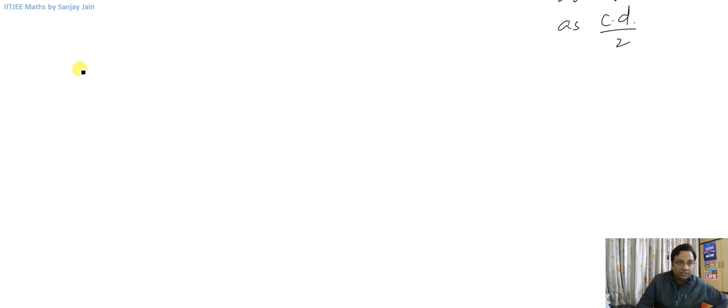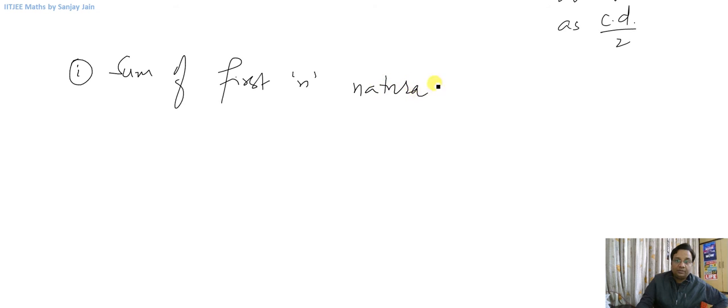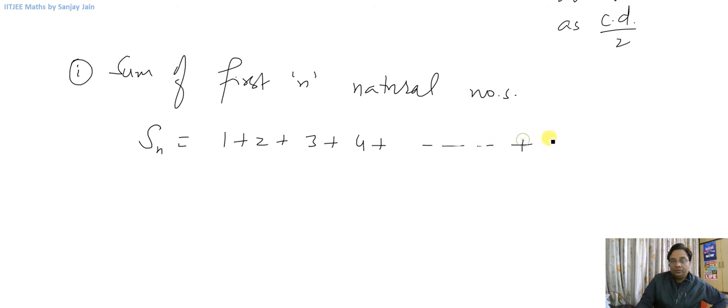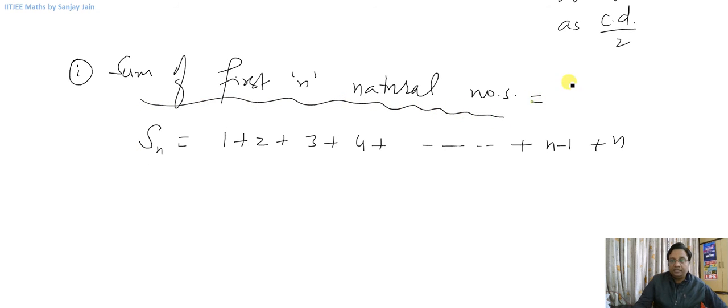Now let us learn a few things. Sum of first n natural numbers, that is Sn is equal to 1 plus 2 plus 3 plus 4 plus up to n, right? So we are talking about the sum of first n natural numbers, and it is equal to n into n plus 1 by 2. This is what I am going to show here, right? So now we know the formula for it. Let us learn it through the formula.